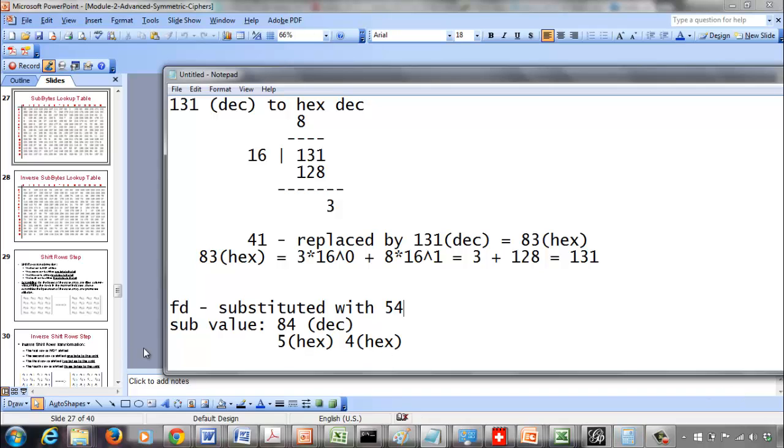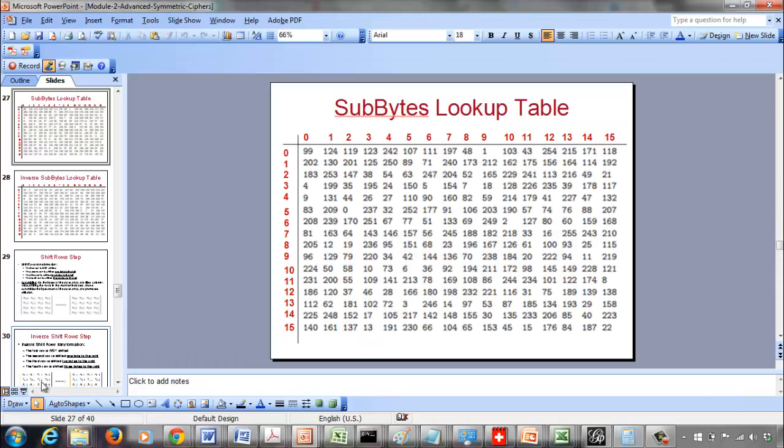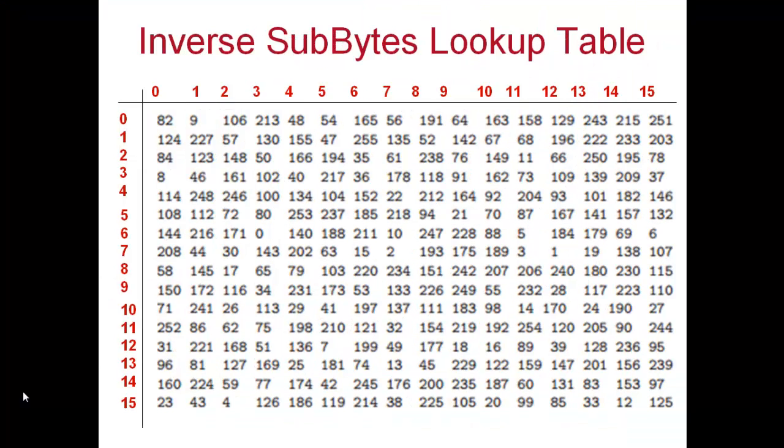Okay, so that's how you substitute each byte in the state array with another byte by using this lookup table. And for decryption, we use a similar substitute byte step. The only difference is we'll use a different table, an inverse sub bytes lookup table, but it is very similar. So you take a byte in the state array and replace it with another byte by going to the method which I just described.